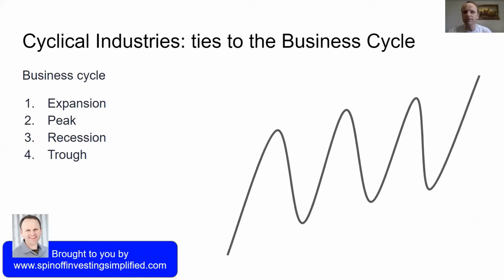Cyclical industries have their ties to the business cycle, and just basic business cycle 101, the business cycle starts with an expansion, then you get to a peak, and then you have a recession, and then you go back to the trough. I'm not going to spend a lot of time on the peak and the trough, just because those are typically the month right before it switches from expansion to recession or vice versa. So we're just going to look at the other ones real quick and identify how they affect your spinoffs.